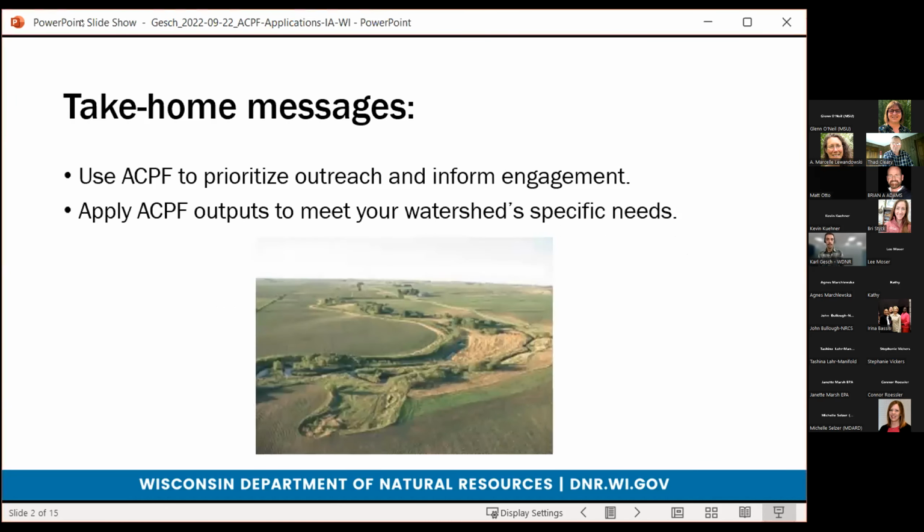I'll start with the takeaway messages here. Use ACPF to prioritize how you do your outreach, how you inform your engagement strategy for the producers and the landowners in the watershed that you're working in. And be creative in how you apply ACPF outputs to meet your watershed specific needs. There's a lot of outputs from the tool, right? And adapting those to meet the local goals and the local needs of both the landscape and the community in the watershed can be a really useful strategy to get the most mileage out of the ACPF results that you're working with.